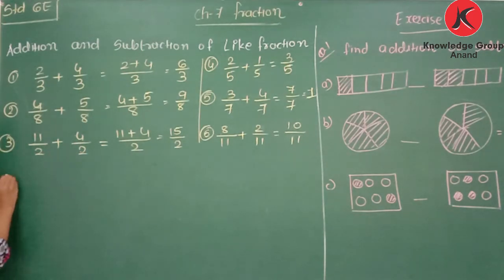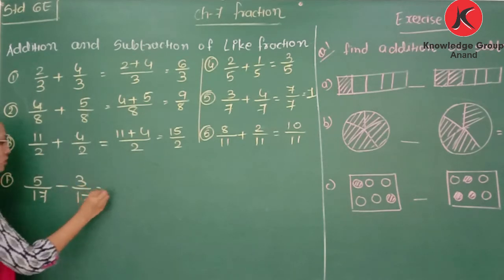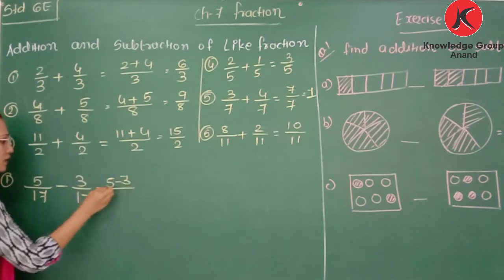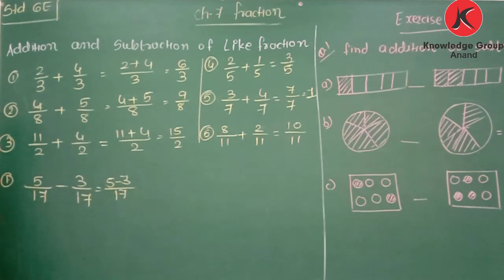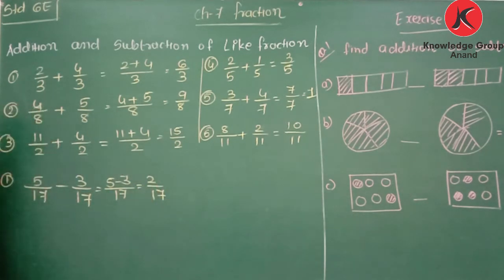Now subtraction. Subtraction is the same as addition. Let's take the example 5 by 17 minus 3 by 17. So here what you need to do? 5 minus 3 divided by 17. Only you need to perform the subtraction of the numerators. 5 minus 3 that is 2 by 17. The denominator remains the same.